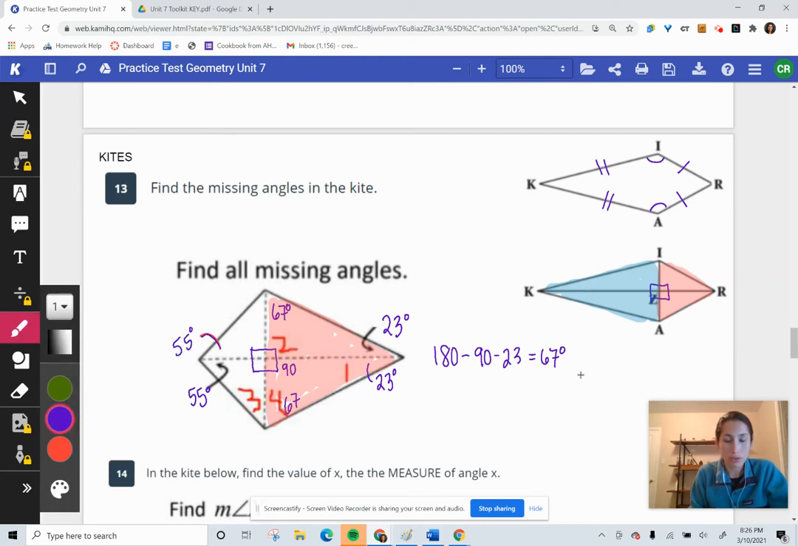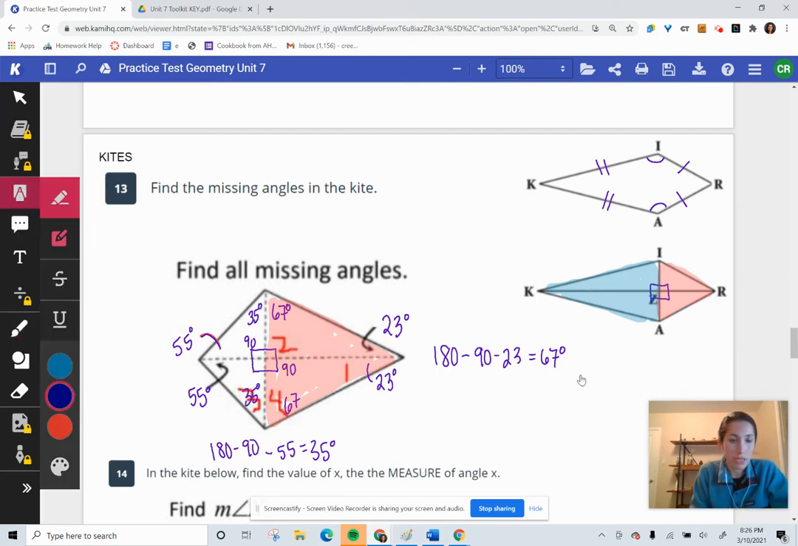And then what we can do is use triangle sum theorem again. We can do 180 minus the 90. These are all 90s, right? And we can subtract the 55, and that gives us 35 degrees. And so that's going to be 35, and that's going to be 35 here. So all those angles are congruent, or corresponding and congruent, rather.